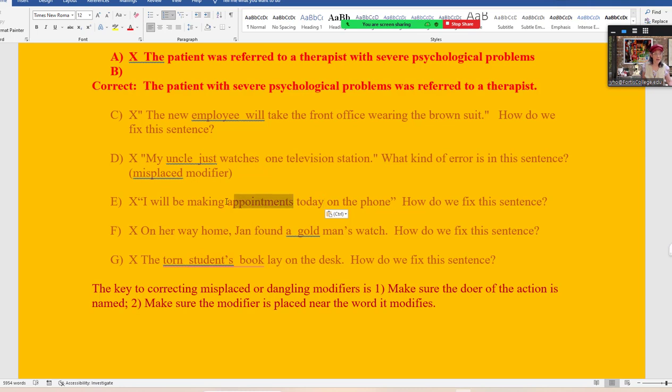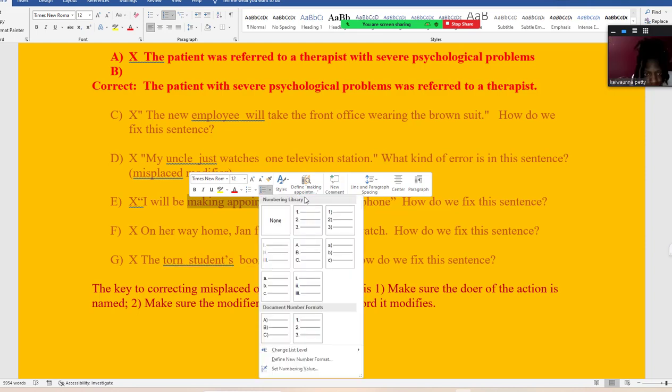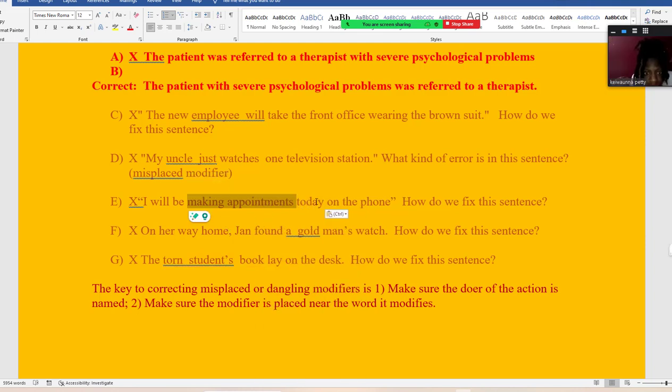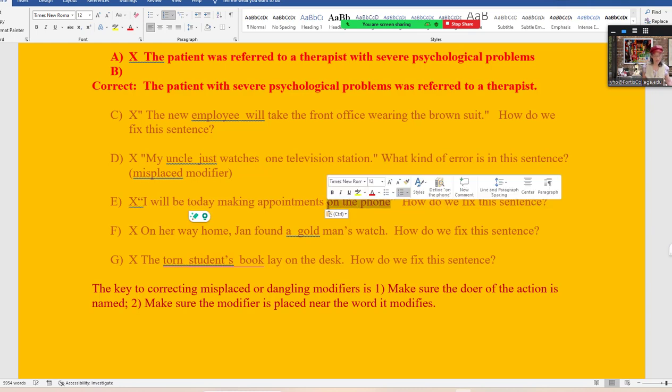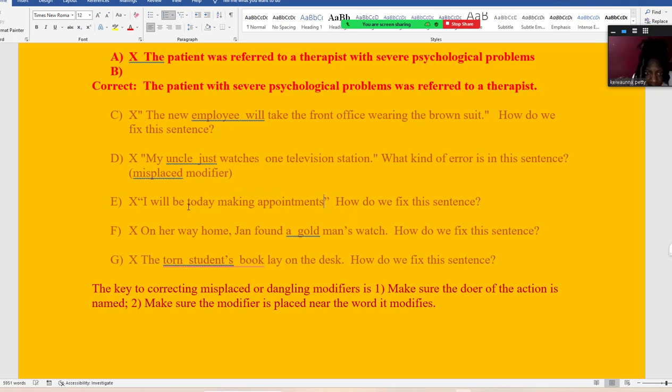So now I have to put it back to where it was before. Where was it? I will be on the phone making an appointment. Yeah, it's not doing it the way I want it to. Something like this. No, that's actually correct. I will be on the phone. Let's see, I don't even remember what I had before. That's probably not what I had. But anyway, I will be on the phone today making appointments or whatever.